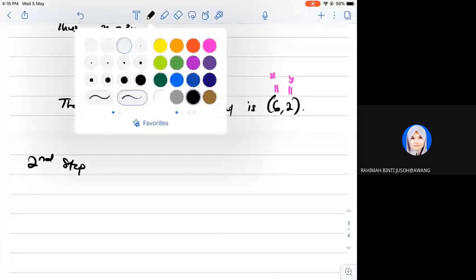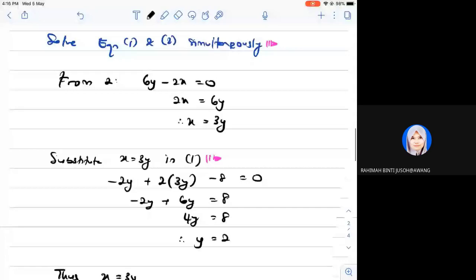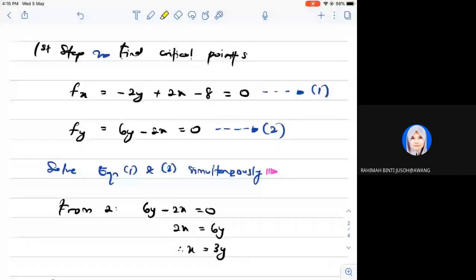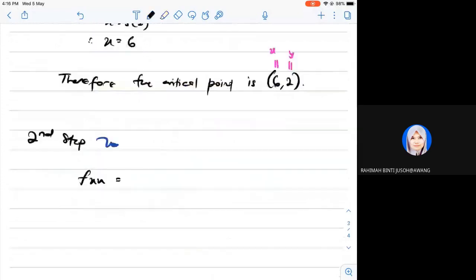We have to find fxx. Okay, find fxx. Cari fxx, kita kena refer fx kita atas tadi ni. So this is our fx. Differentiate again with respect to x. Negative 2y dapat 0 sebab dia just a constant kan. And then 2x. So differentiate 2x with respect to x, we get 2. So we get 2. Okay.